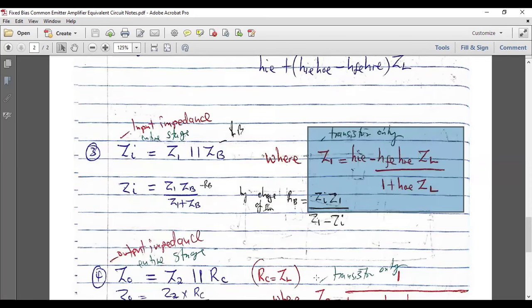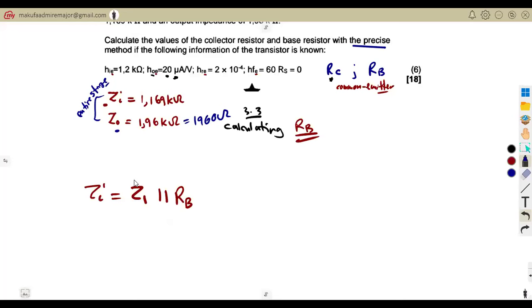All right, no problem, guys. Let's consider our question. From this, we are going to also have our Zi. Remember, this is the entire stage. This is the transistor. This is the transistor only. That's T only, transistor only.